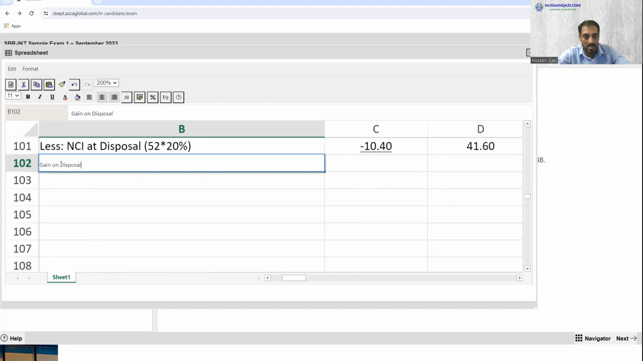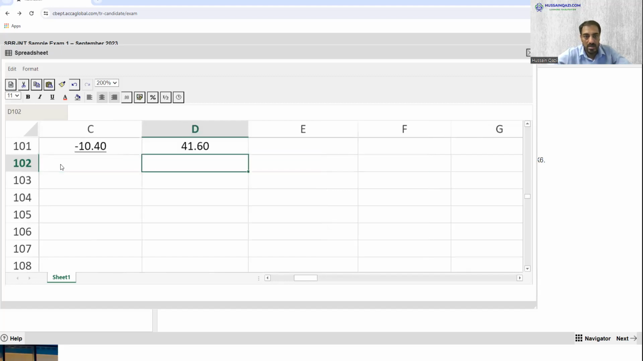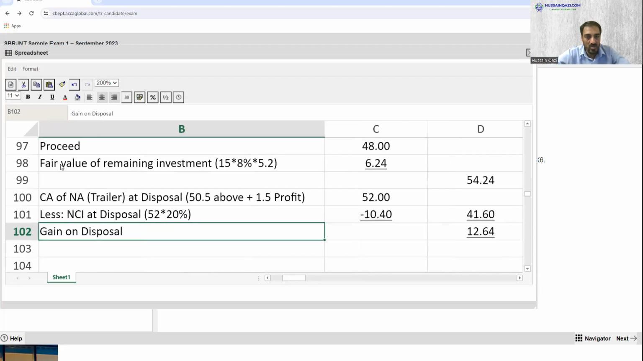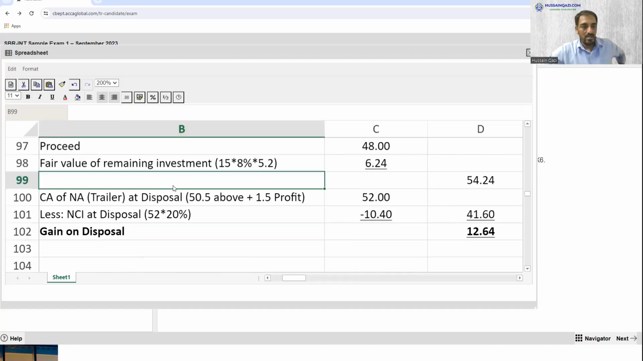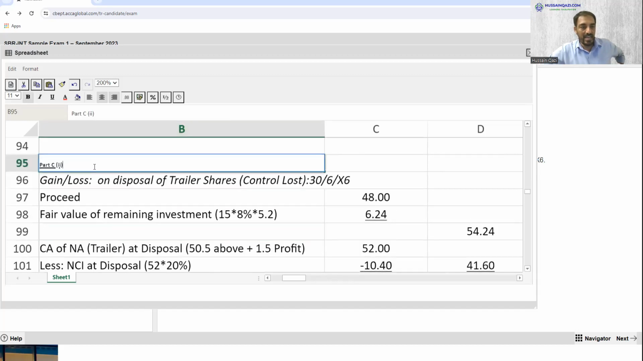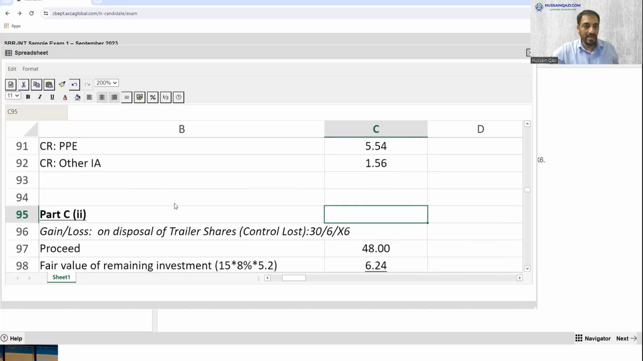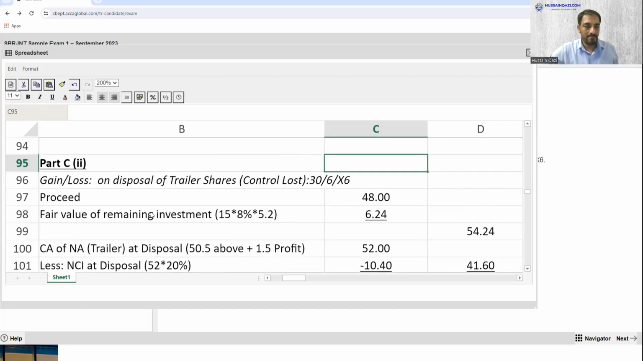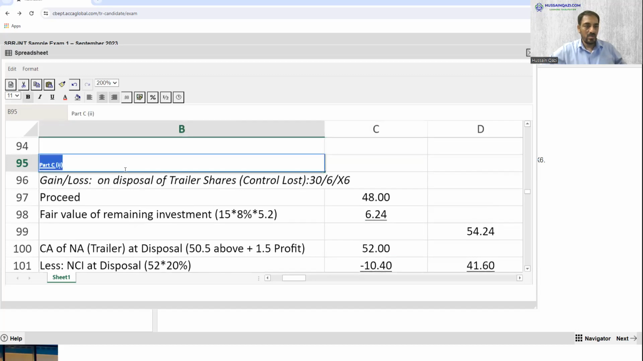Gain on disposal, and that is the value 54.24 minus 41.6. And that's all done about the calculation. You have to label it with the working, Working 3 and here Working 4.